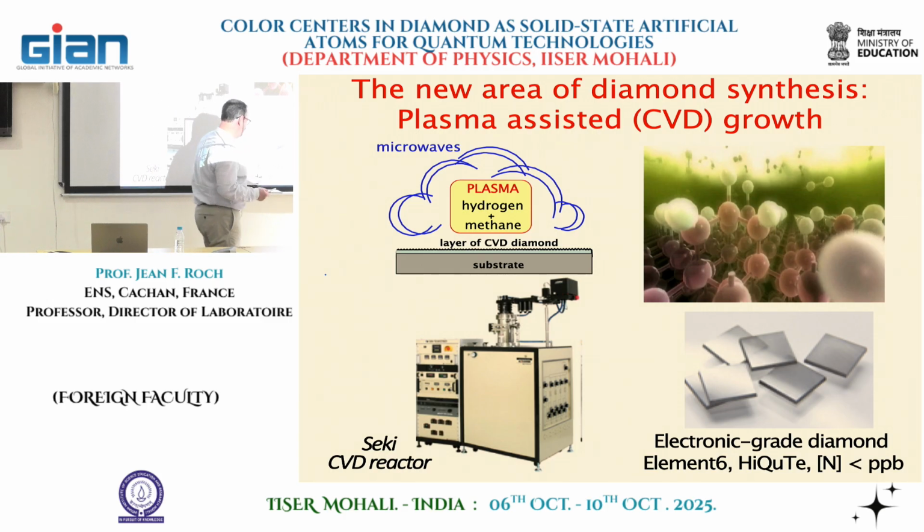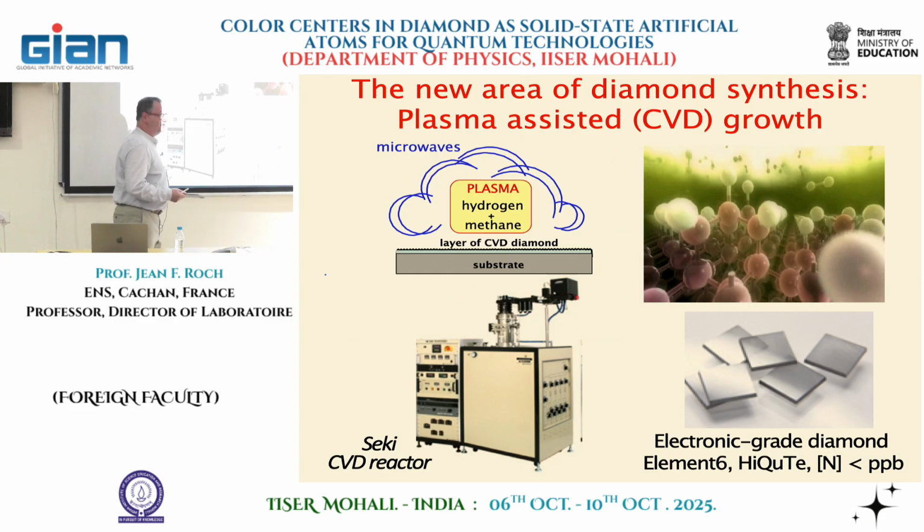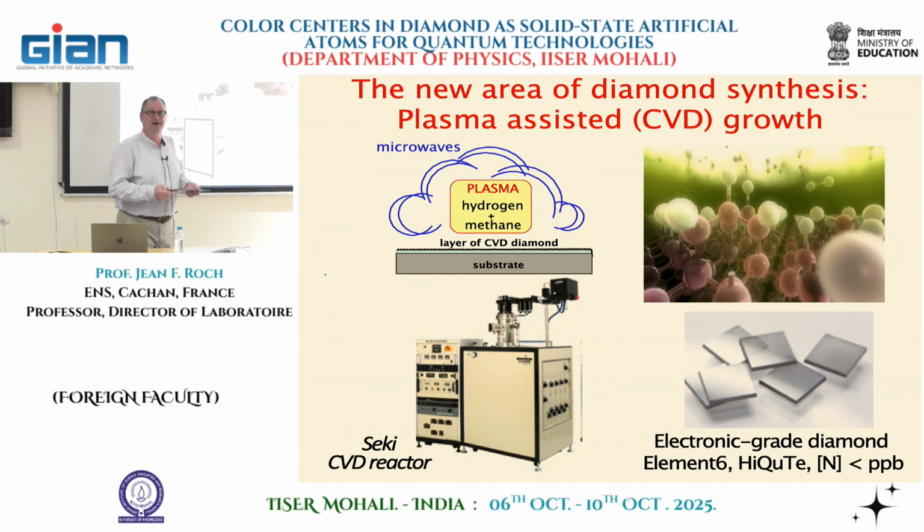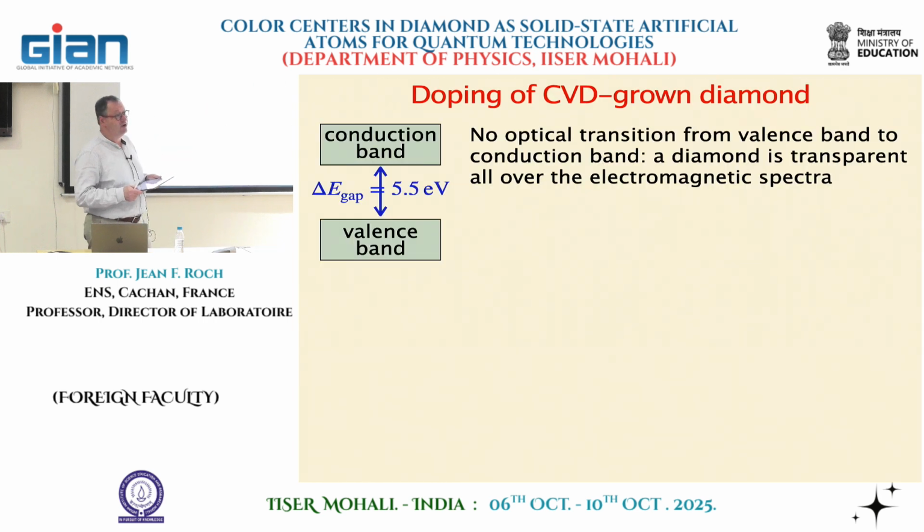And there are a lot of companies now that can produce that. iQute is a French company that was started a few years ago to produce and to release this kind of diamond. And typically, a 3 by 3 millimeter slab, 200 micrometer thick, of electronic grade diamond would cost around 2,000 euros. You can even purchase that from Thorlabs now. Okay, the important point is that with this technique, you can dope CVD.